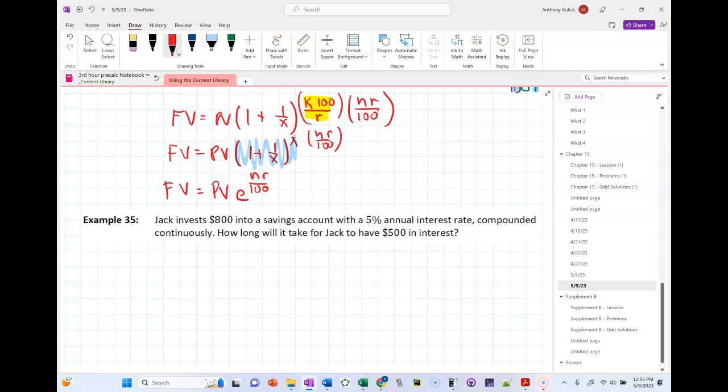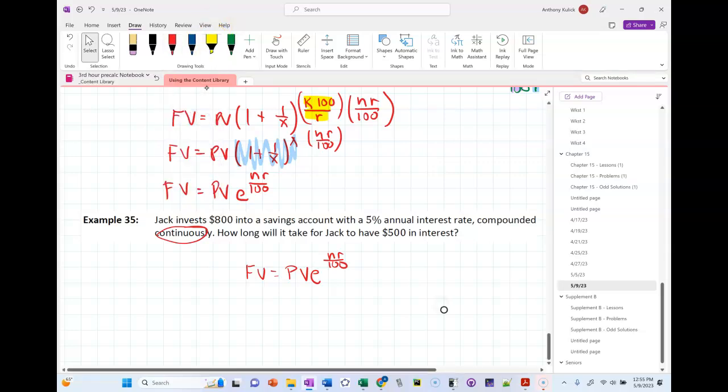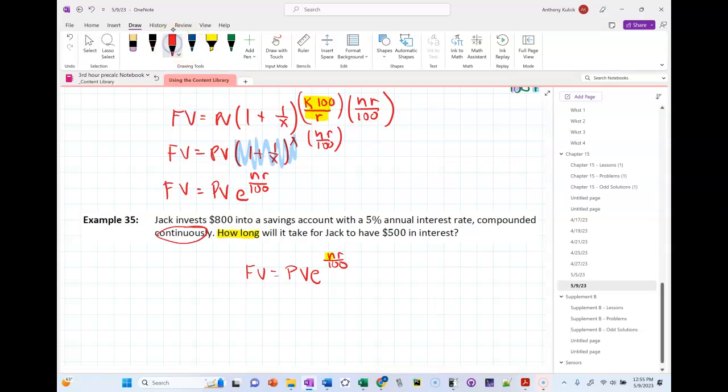So Jack invests $800 into a savings account with a 5% annual interest rate compounded continuously. As soon as I see continuously, we're going to use the continuously compounding formula. How long will it take for Jack to have $500 in interest? What are we solving for here? Which parameter? Great, because it says how long. So the future value should be? We want it to be 500. Or no, not 500, 1,300.